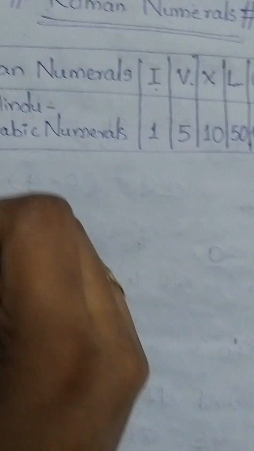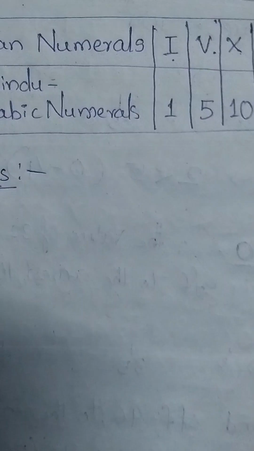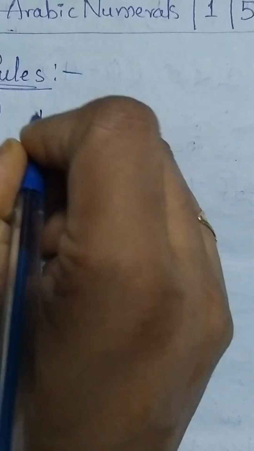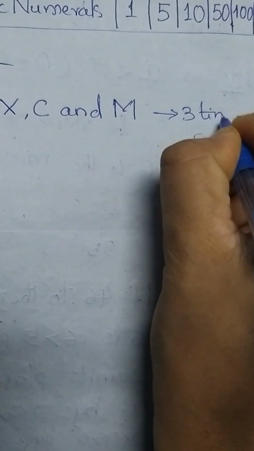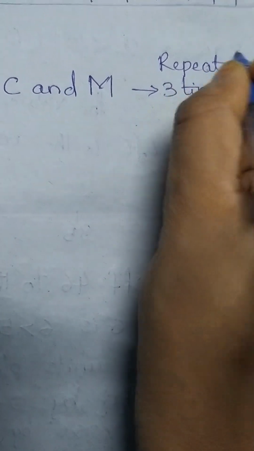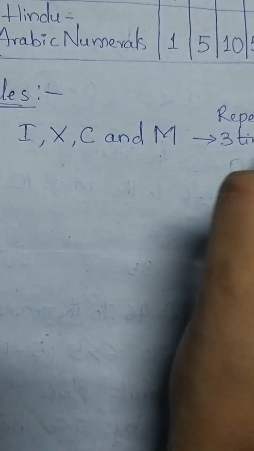Now I will show the rules of writing Roman numerals. Four rules are there, children. First rule: the symbols I, X, C and M are repeated up to a maximum of 3 times only, children. Only maximally 3 times they are repeated.